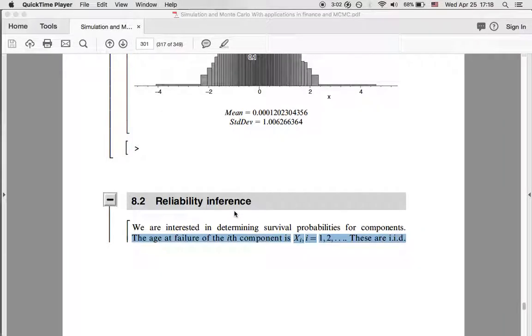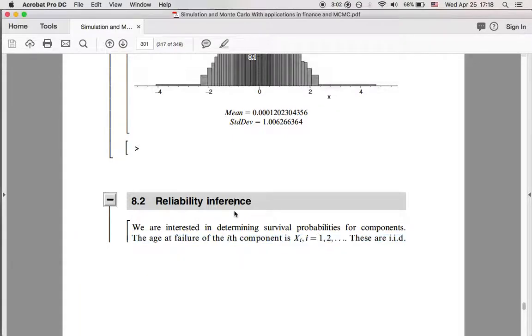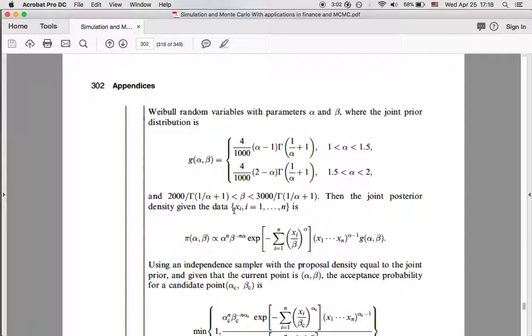Here in the Dagpunar textbook, we are in Appendix 8.2 and looking at reliability inference. In this certain case, we're looking at the probability of failure for a component at a certain number of hours. In particular, we are looking at engine failure for an airplane.